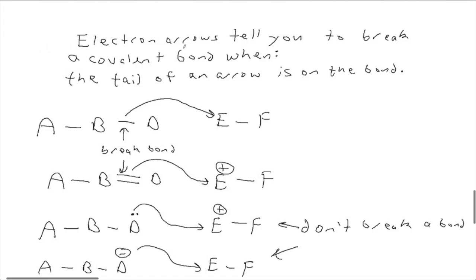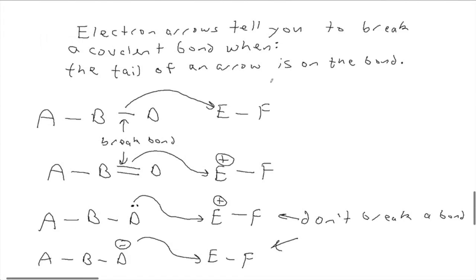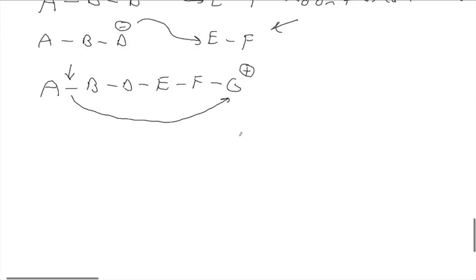So the electron arrows tell you to break a covalent bond when the tail of the arrow is on the bond. By the way, notice here we're talking about covalent bonds. Those are the bonds that are indicated by dashes. Another type of bond is ionic, so we're not talking about ionic bonds right now. Maybe later we'll talk about ionic bonds, but here we're talking about covalent bonds. Those are the types of bonds that you indicate with a dash. All right?